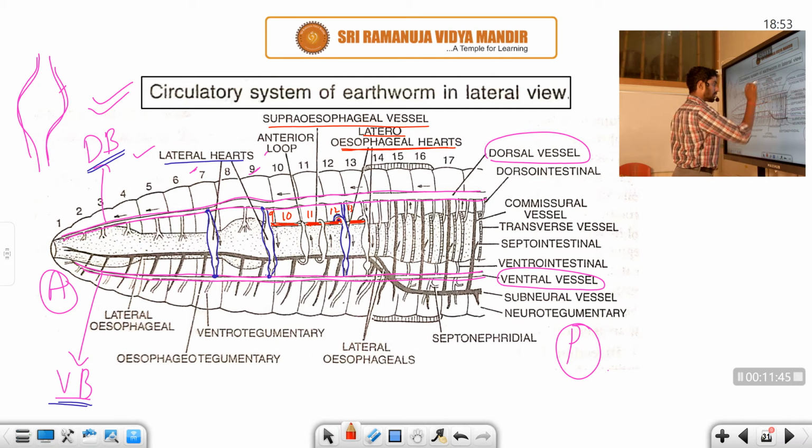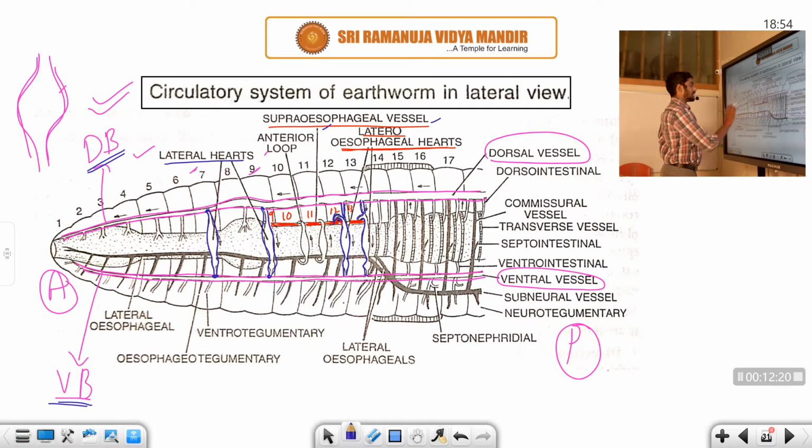Carefully observe now: the lateroesophageal heart will connect, first of all, one root to the supraesophageal vessel. Another root is connected to the dorsal blood vessel. Similarly, the 13th segment heart, also a lateroesophageal heart, is connected to the supraesophageal blood vessel, and another connection is attached to the dorsal blood vessel.